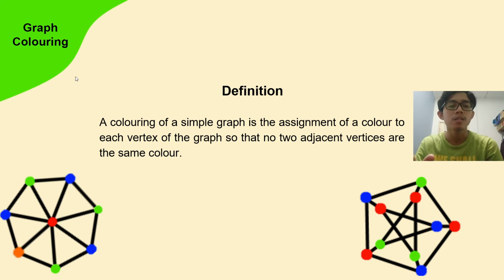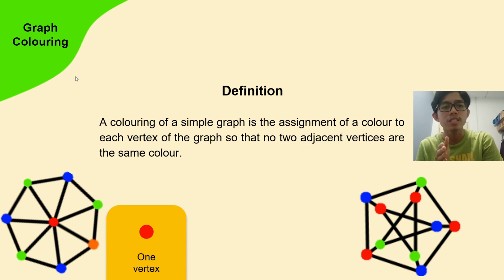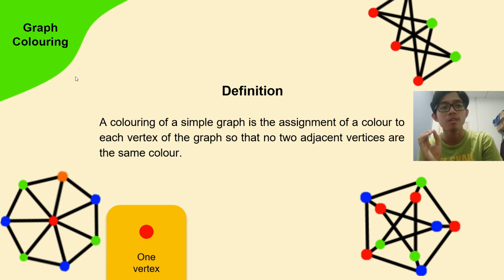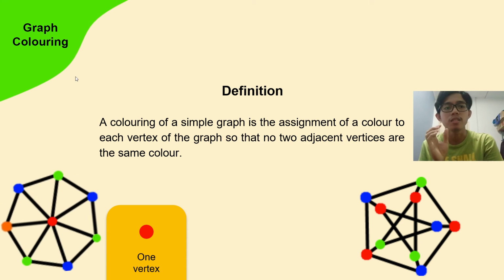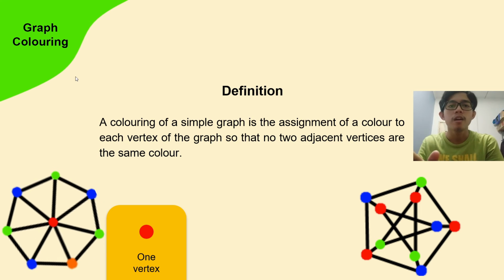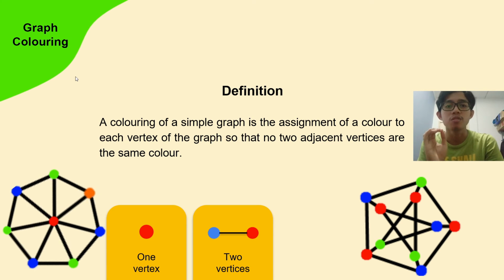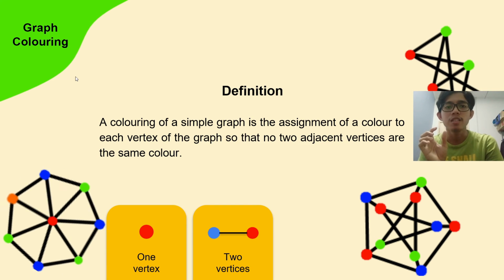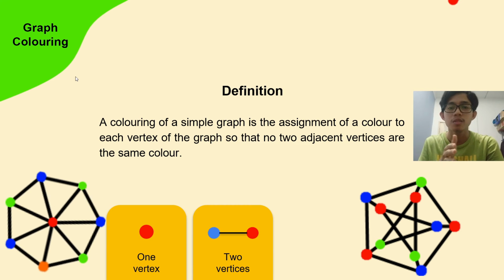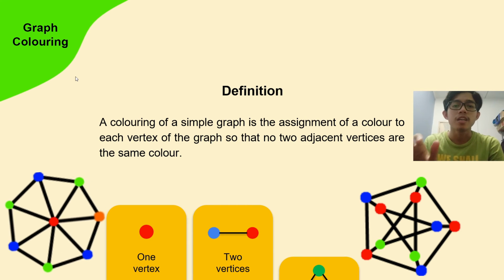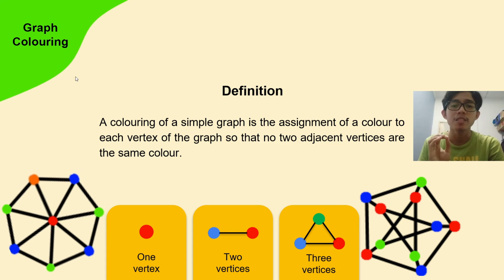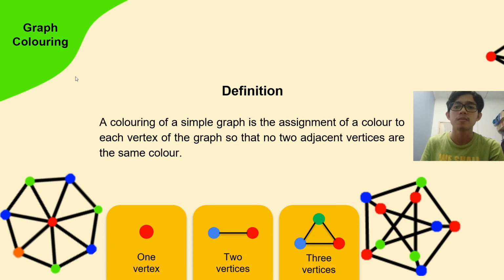Here is the example. If there is only one vertex, that means there are no edges or lines connected to it, then there will only be one color. If there are two vertices connected to each other, then there will be two colors assigned to the vertices. If there are three vertices connected to each other, then it goes with three colors.